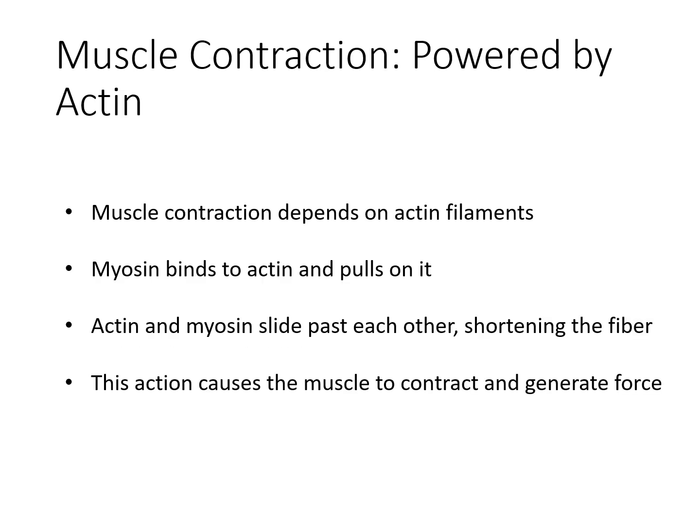Muscle contraction relies on actin as well. It works together with myosin, a complex motor protein that binds to actin and pulls on it. Together, these two components slide past each other, shortening the muscle fiber. As a result, the muscle contracts, producing movement and generating force. Flex your muscle a bit, actin is putting in the effort.